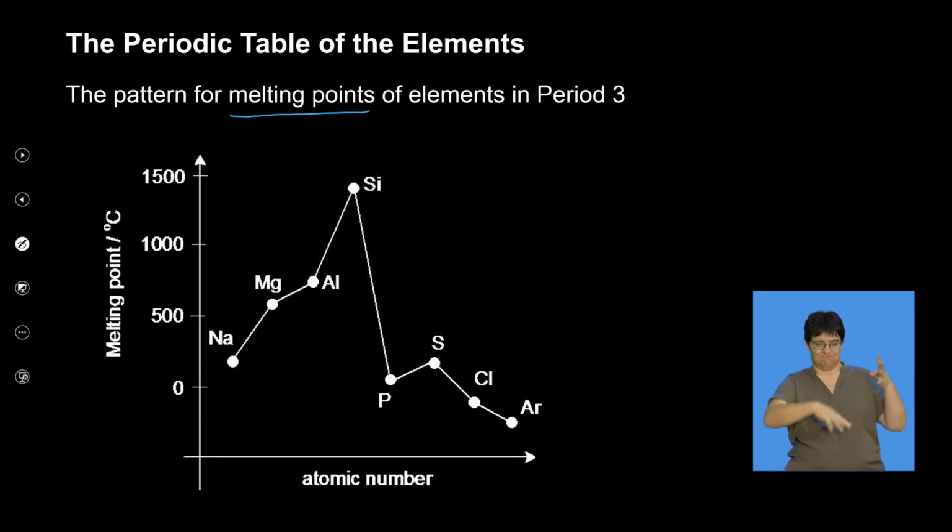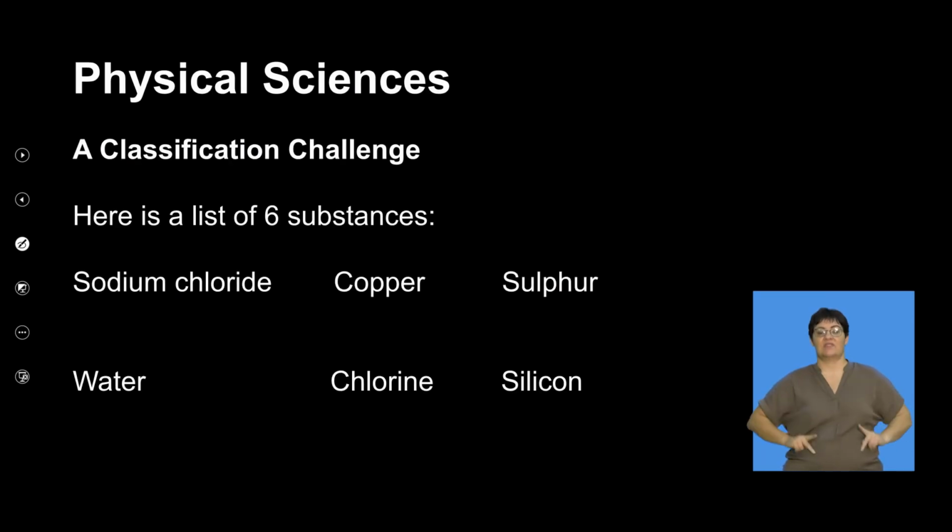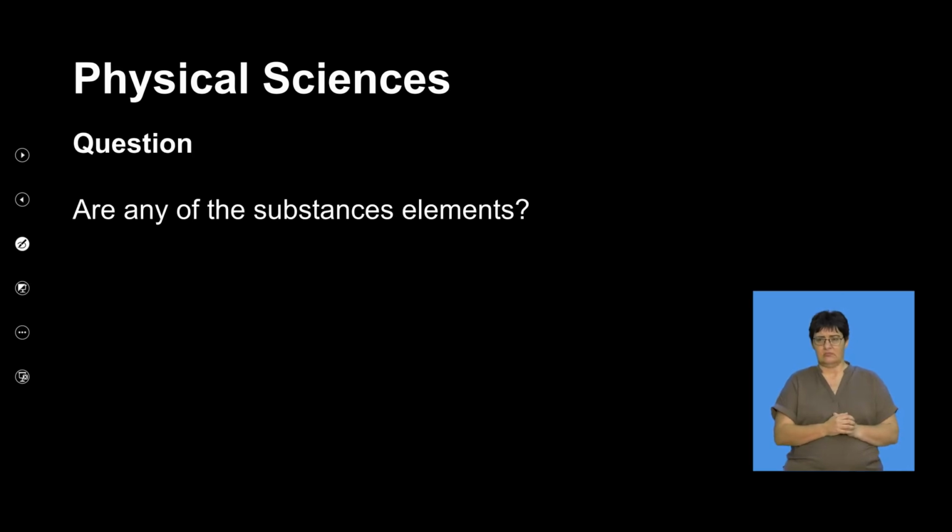So it says within a group, the physical properties are more or less the same, while within a period, the physical properties will obviously differ, right? Okay, so here's a list of the 6 substances which we have already looked at. The game is about classifying and, at the end of the day, identifying what substance X is. The question is, are any of the substances elements?